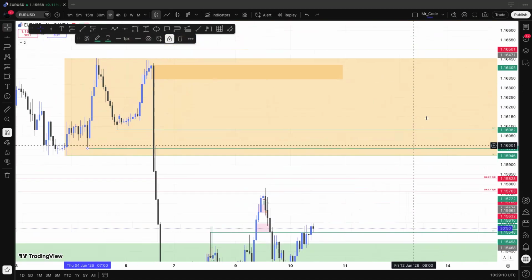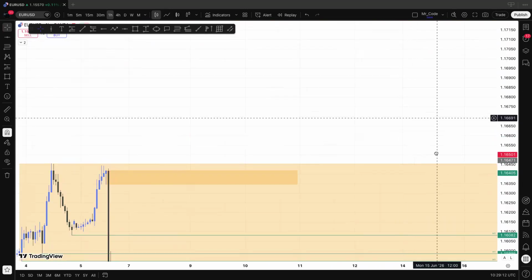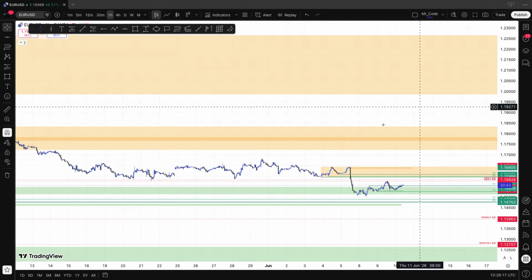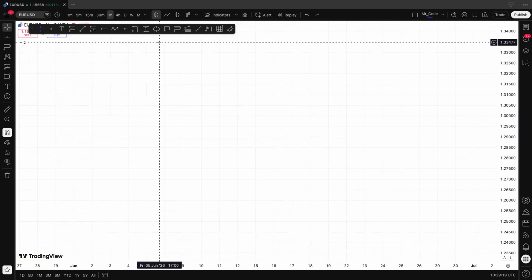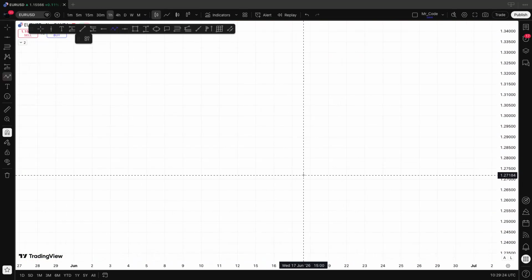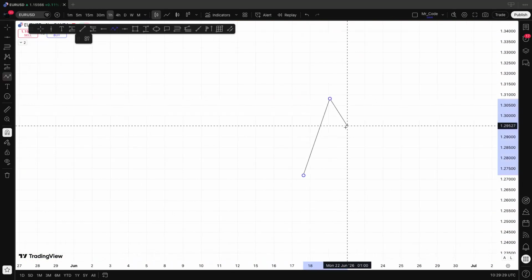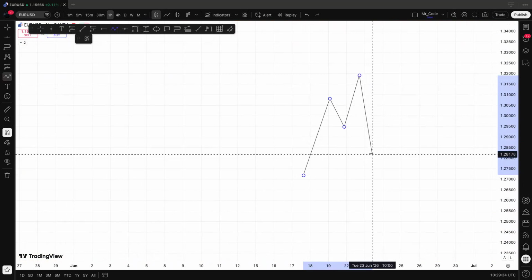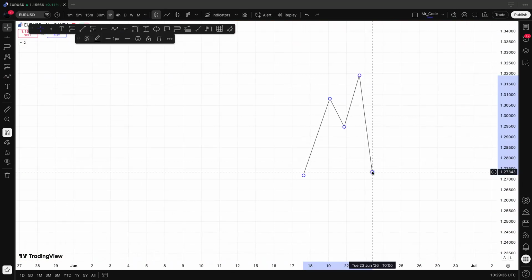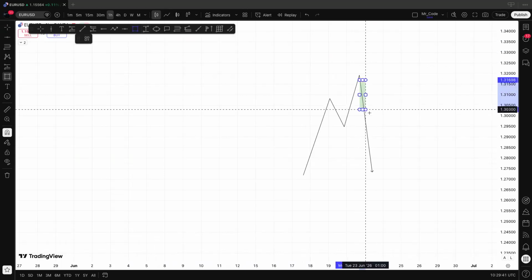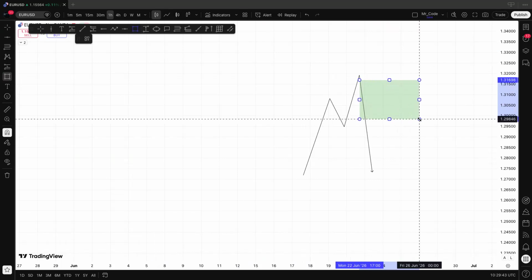And let me get this out. So how do I mark my zones? This is how I mark a supply, sorry. A supply should be something like this. Okay, so this is where we'll have our supply, as anywhere inside here can be our supply.